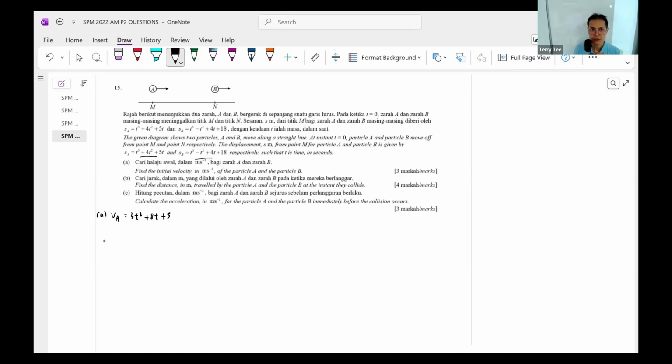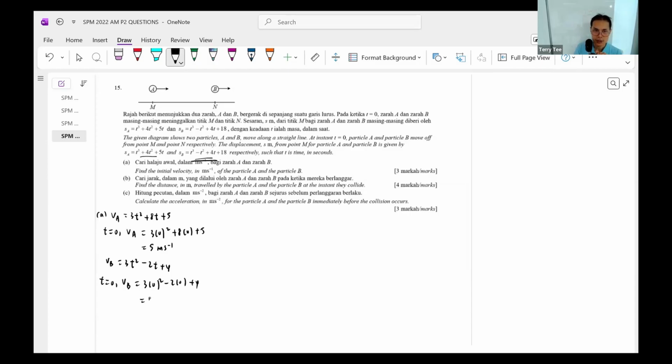They ask for initial velocity for both. Now, initial happens when t is 0. When t is 0, you put 0 inside. This one should be 5, just 5. Okay. Then what's your VB? B also you need to differentiate. Differentiate SB, you get VB. This is t power 3, so bring the power down. 3t squared minus 2t plus 4. Differentiate 18, you get 0. So when t is 0, what's your VB? You put 0 inside.